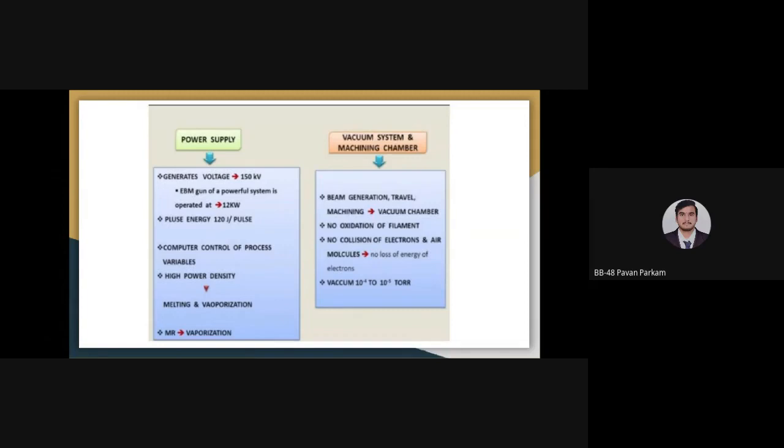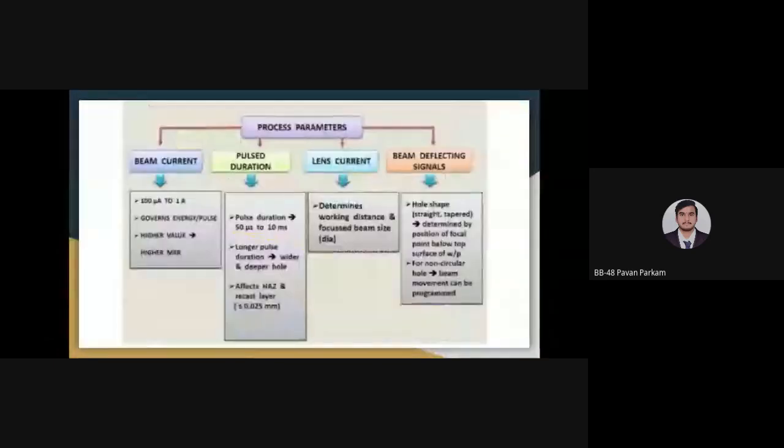So these are the different elements. Now let us discuss the process parameters. The simple question arises: what are the different process parameters of this electron beam machine? Here I have listed beam current, pulse duration, lens current, then beam deflection signal.